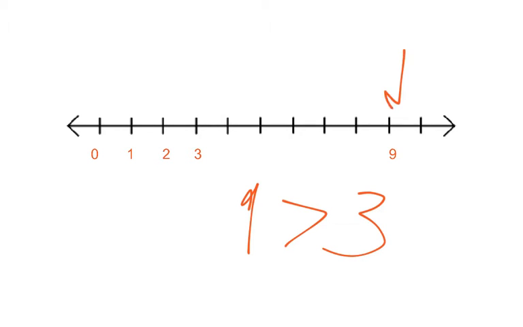When we're working with a number line and we want to compare numbers or decimals, the numbers or decimals that are on the right are going to be larger than those that are on the left. As we can see on this number line, 9 would definitely be greater than 3 because it is farthest to the right.